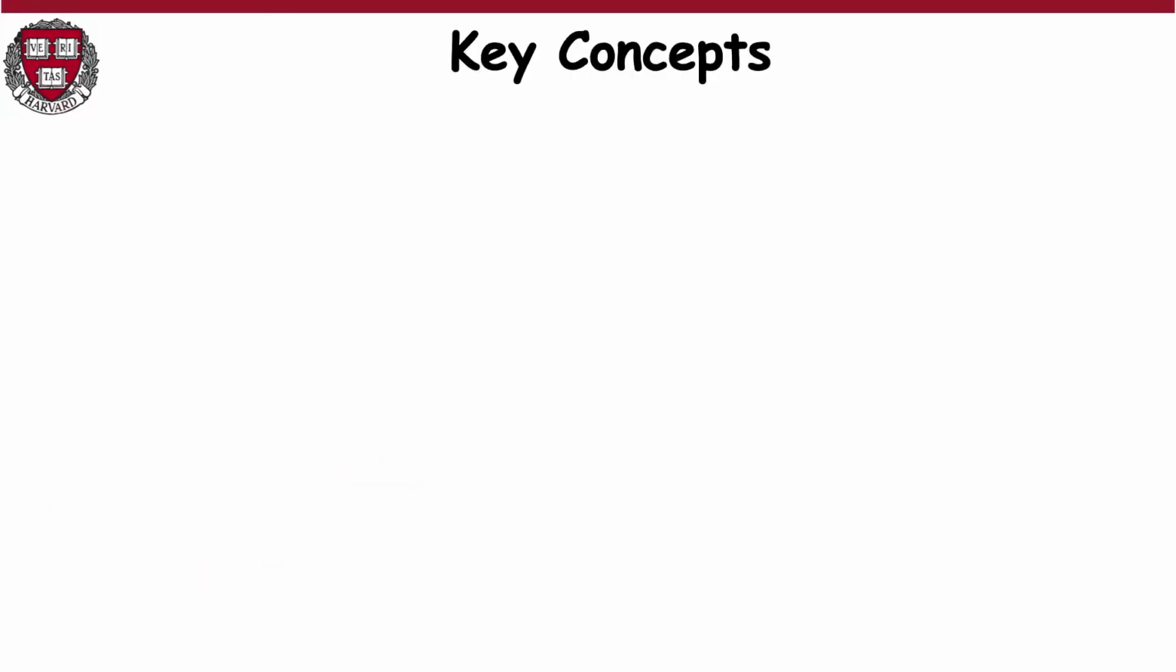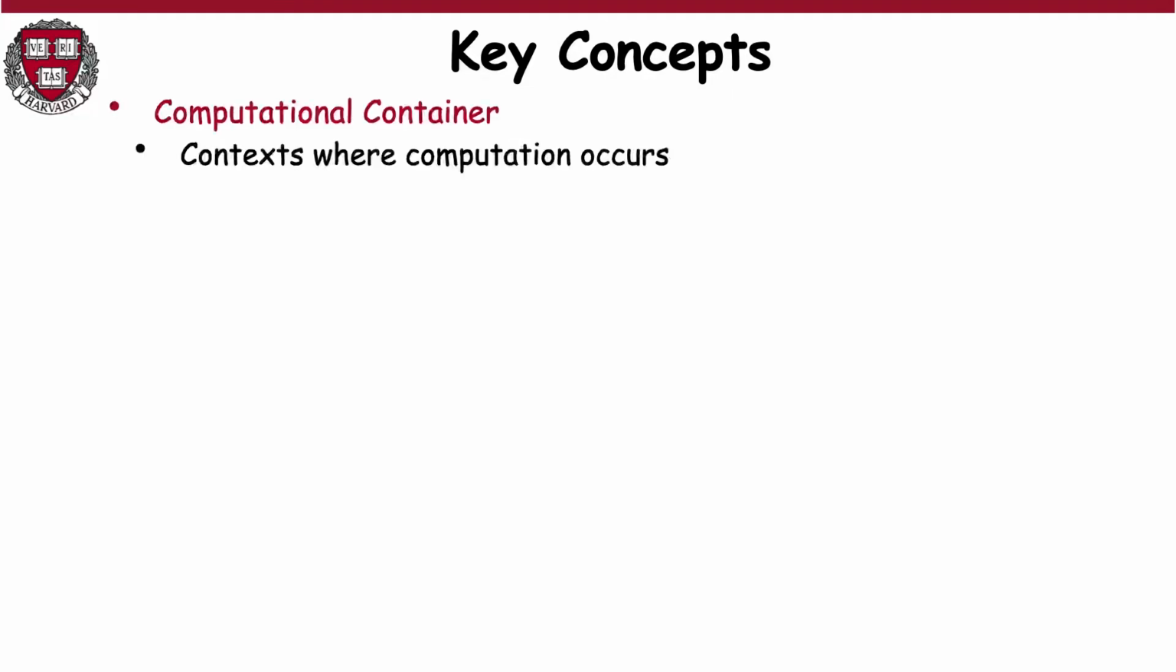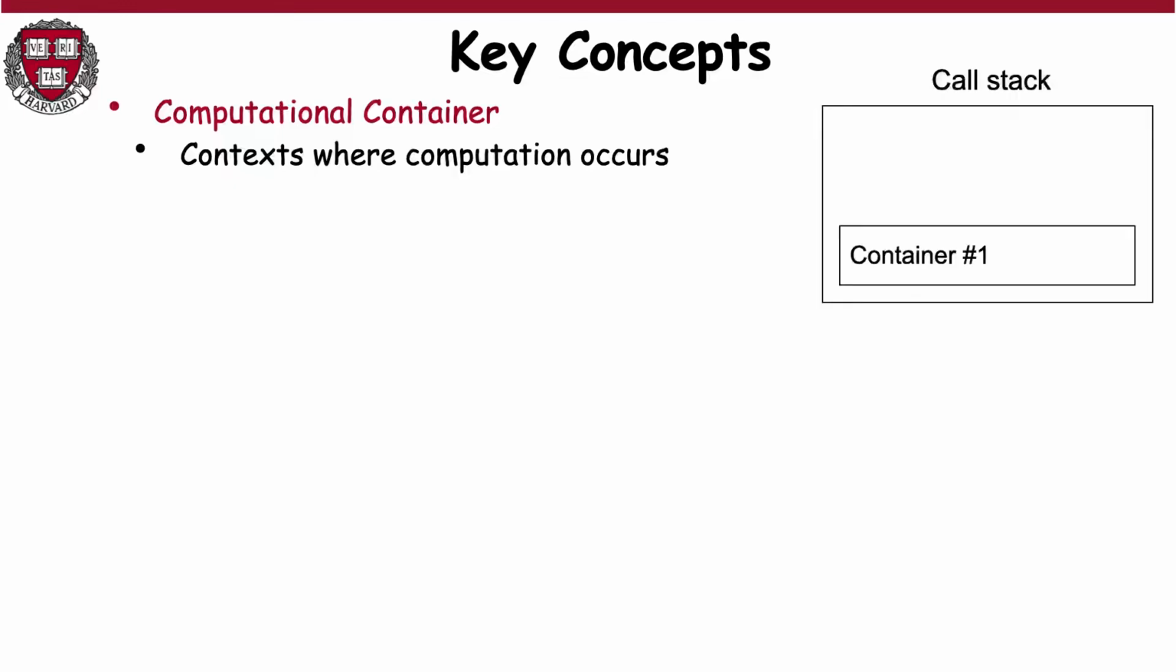Let's briefly go over a few concepts in CoreInflow. We will present some examples later. First, we talk about computational containers and context label. Coarse-grained IFC is based on the idea of computational containers, which are contexts where computation happens. In CoreInflow, every method invocation creates a new computational container, so every stack frame is a container. A method call will add a container on top of the current stack of containers, and the container is destroyed when a method call returns.